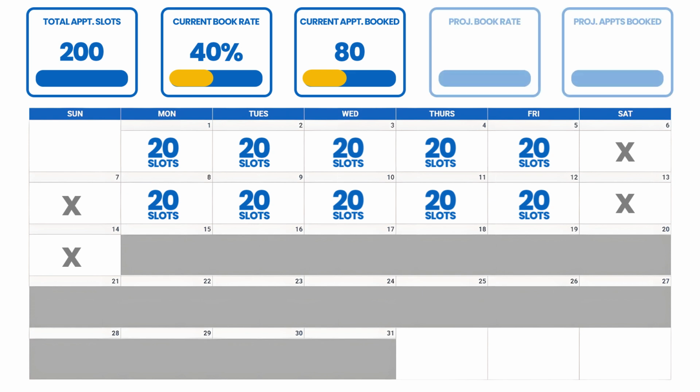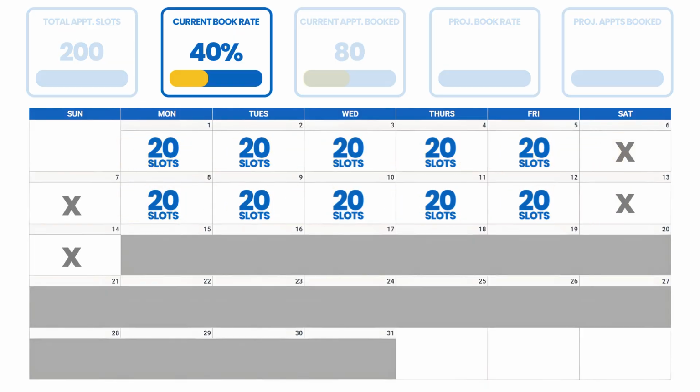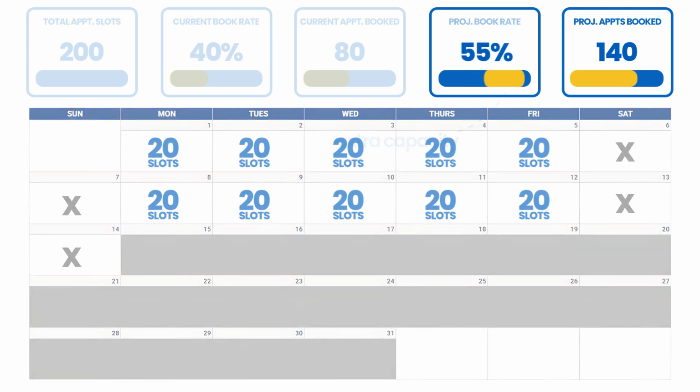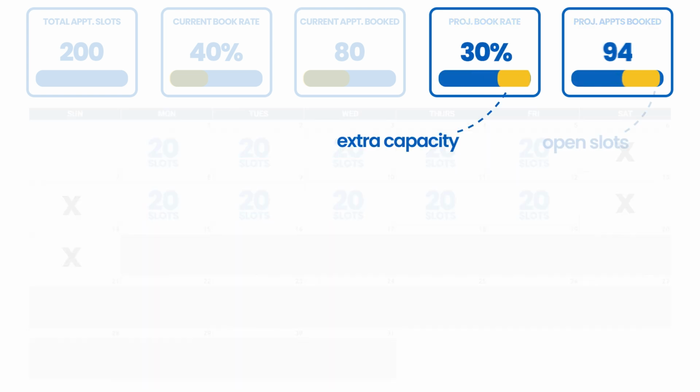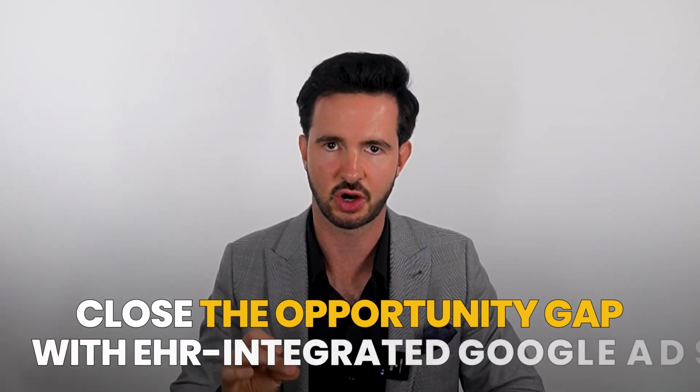And now we look at your projected book rate, where your natural fill rate comes into play. So what we can tell you with a high percentage of accuracy is that without you running any ads or doing anything different than what you're already doing, we know that by the end of this 2-week period, although your current book rate is still at 40%, your actual book rate will end up being at 70%. So that's a better number, right? But that still means that you have 30% capacity, or in this case, 60 appointment slots that are open and available on your schedule and actually burning your money right now. So that's the opportunity gap that we can now fill in a very smart, data-driven way with EHR-integrated Google Ads.